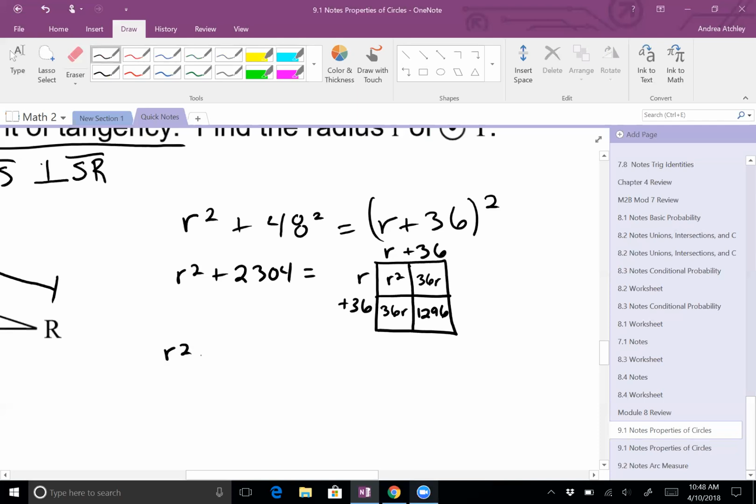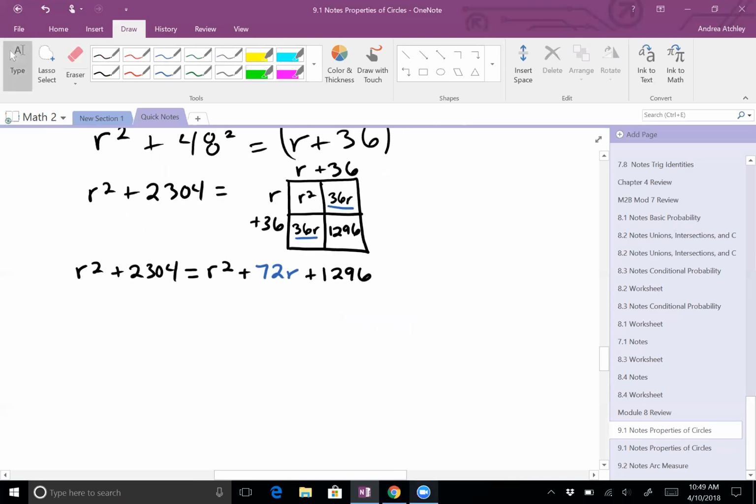Okay, so we have R squared plus 2,304 should equal R squared plus, we need to combine those like terms, 36 and 36. That gives me 72R. And then plus 1,296. Any questions? Okay, we need to get the R by itself, so we're going to move the R squareds to the same side. Okay, we'll finish this up when we come back from lunch.